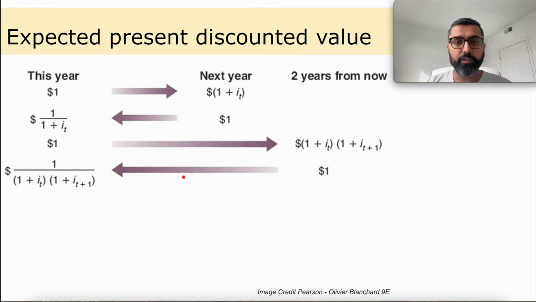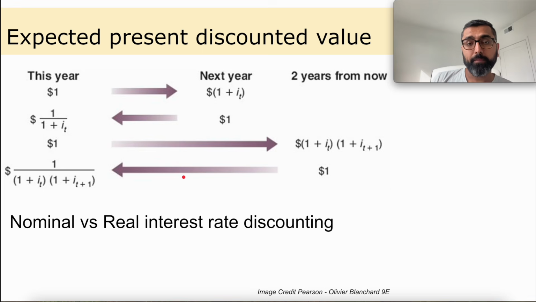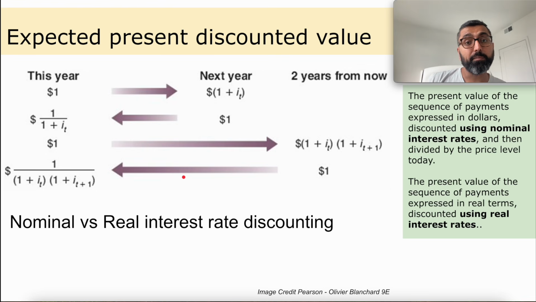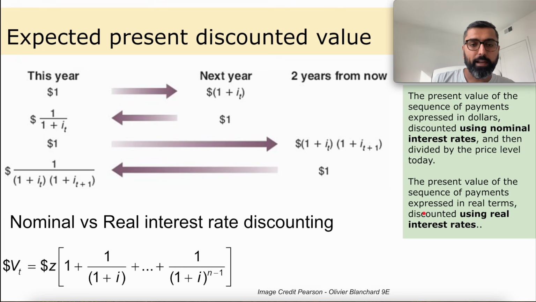So if you understand 1 year and 2 years, we can express this in nominal and real terms as well, because what I've done so far is use all nominal terms. The key takeaway, folks, is that the present value of a sequence of payments, I've just used one payment a year from now or 2 years from now, is expressed in dollars discounted using the nominal interest rate, and then you divide it by the price level for today. The present value of a sequence of payments can also be expressed in real terms, discounted using the real interest rate. So what I've done so far is nominal, but I can do the same in real terms.